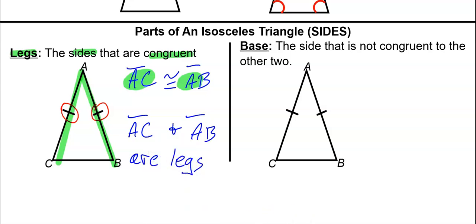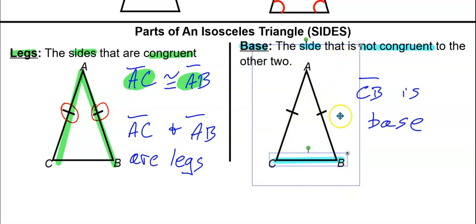The base of my isosceles triangle is the side that is not congruent to the other two. So you can see right here, I've got a congruence tick and a congruence tick, no congruence tick. So right there is CB, segment CB is the base. The base of an isosceles triangle is the side that is not congruent. Please don't call it the bottom. Base does not mean bottom.